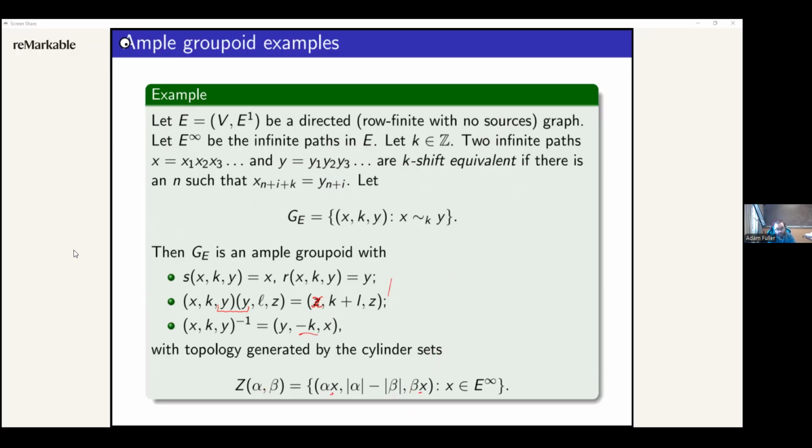So if you're not used to groupoids, but you are familiar with either graph C-star algebras or Leavitt path algebras: any graph C-star algebra is a groupoid C-star algebra with this groupoid. Any Leavitt path algebra is a Steinberg algebra with this groupoid. So this is the groupoid which describes those things.